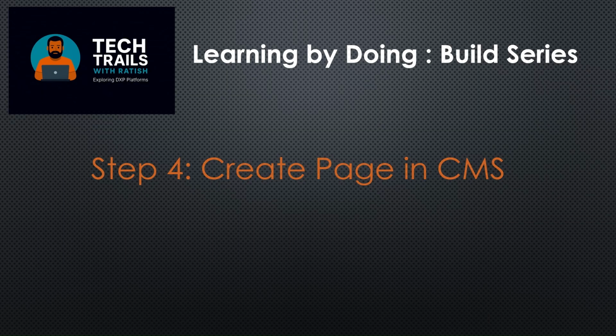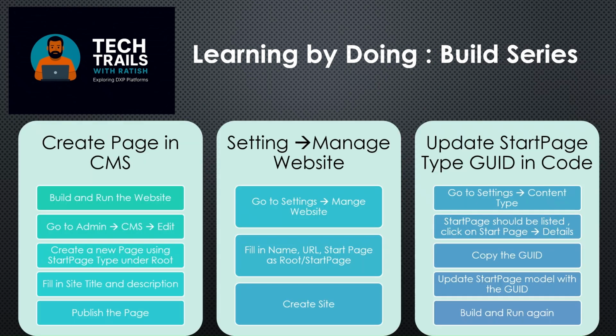So now that we have created all the building blocks required, like the views, models, and the controller, the next step is to create a page in the CMS. So basically we'll be doing 3 different steps as part of this. One is create a page in CMS. Second is setting up the manage website or the default website that is required in order to set the start page for the website. And third is we will grab the GUID from the start page type and update that into our code base.